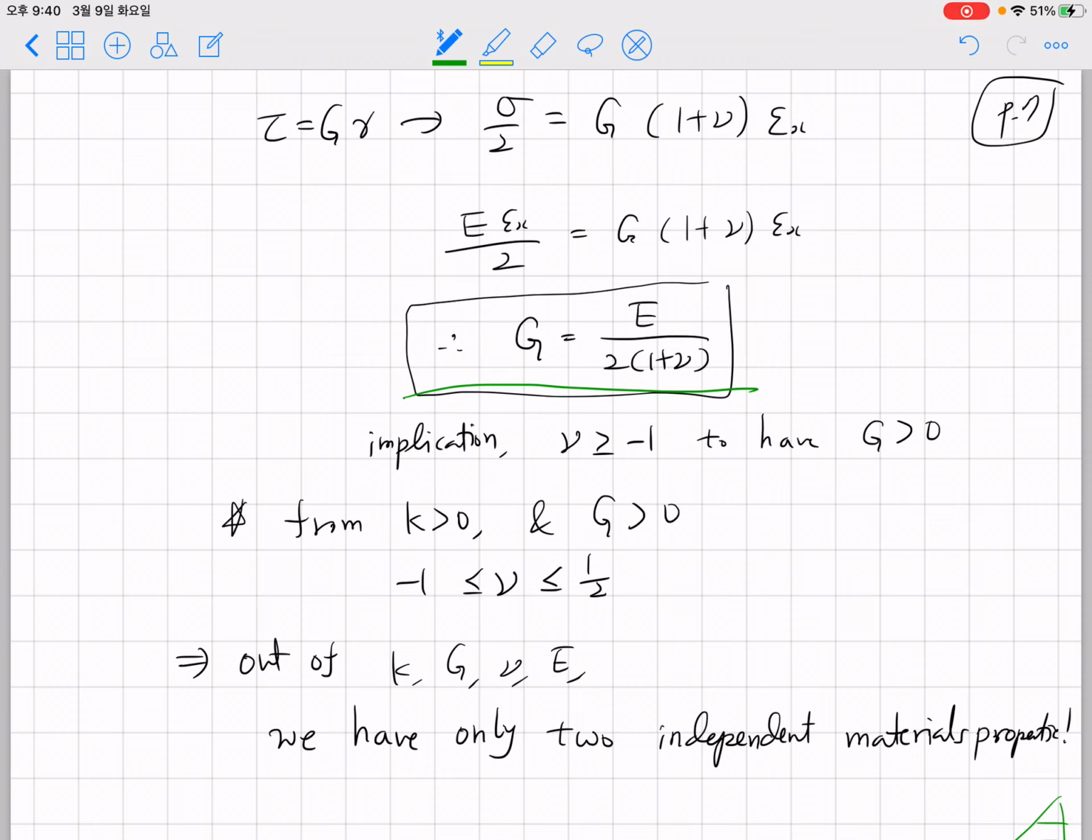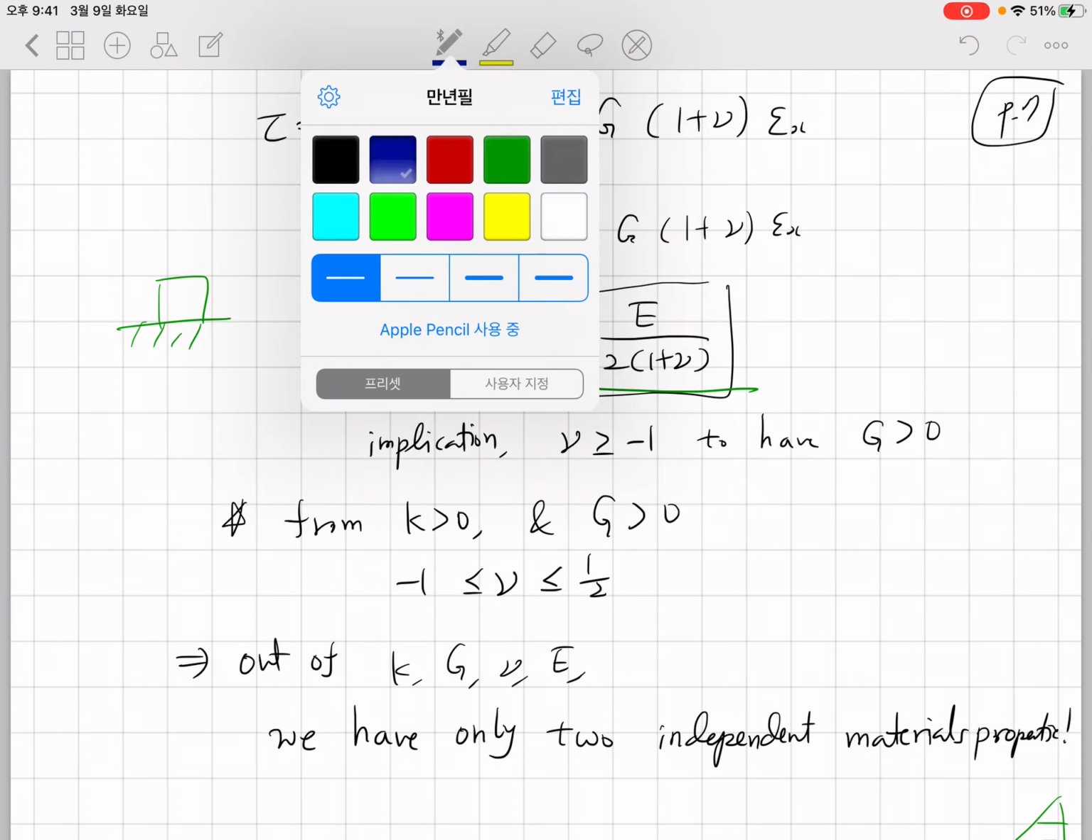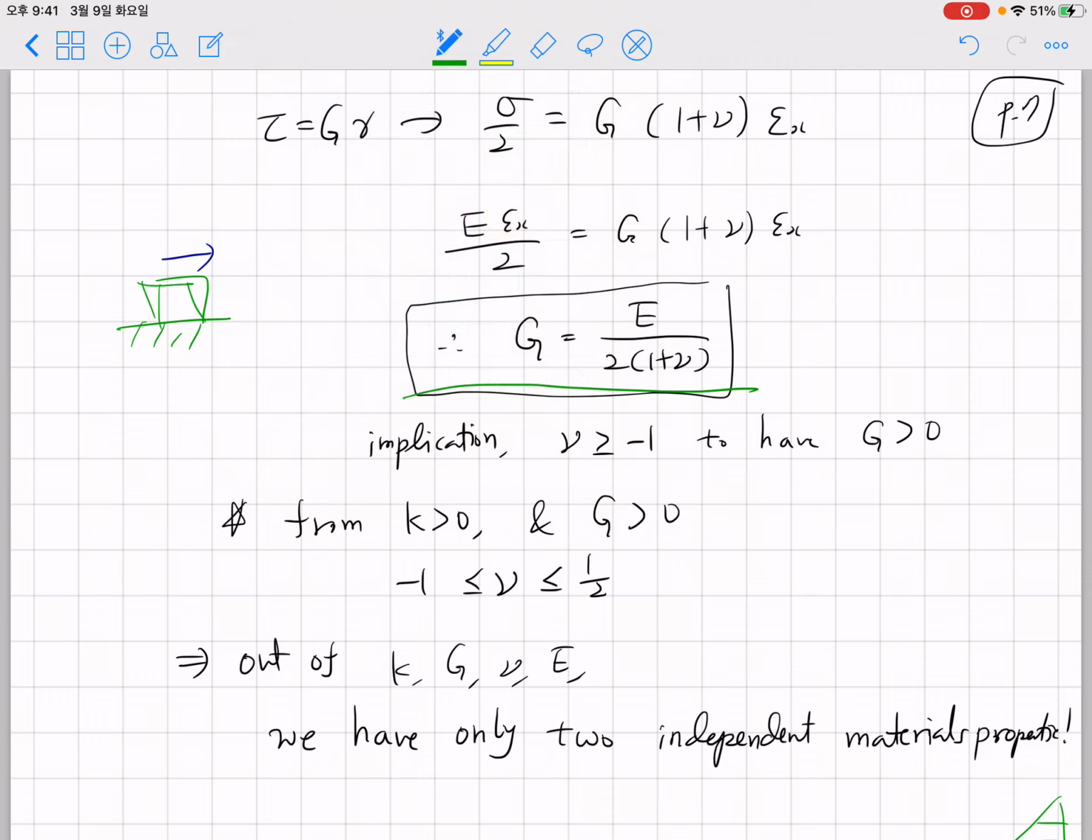Okay, so what's the implication? This is the same as the bulk modulus. G must be larger than 0 because you don't want a material such that when you apply force in one direction, the material tries to deform the opposite way. To prevent this unphysical phenomenon, the material should have a positive shear modulus. To have a positive shear modulus, the Poisson ratio must be larger than -1. So from this physical condition, K must be positive and shear modulus must be positive.